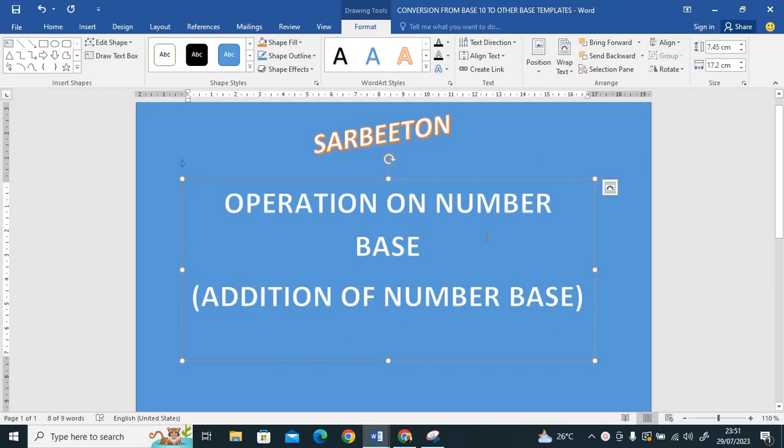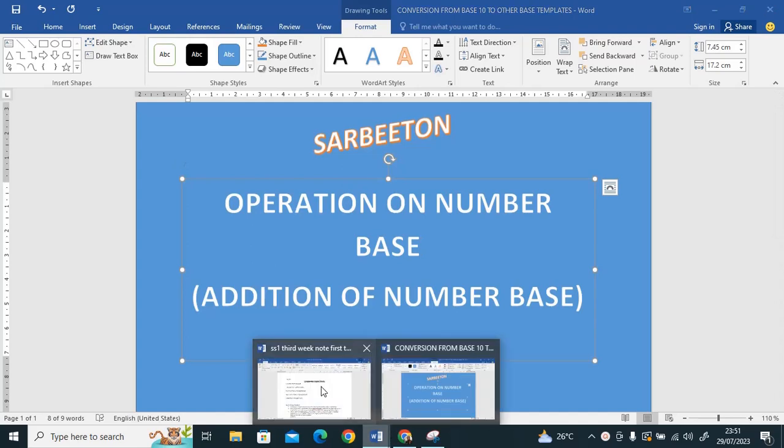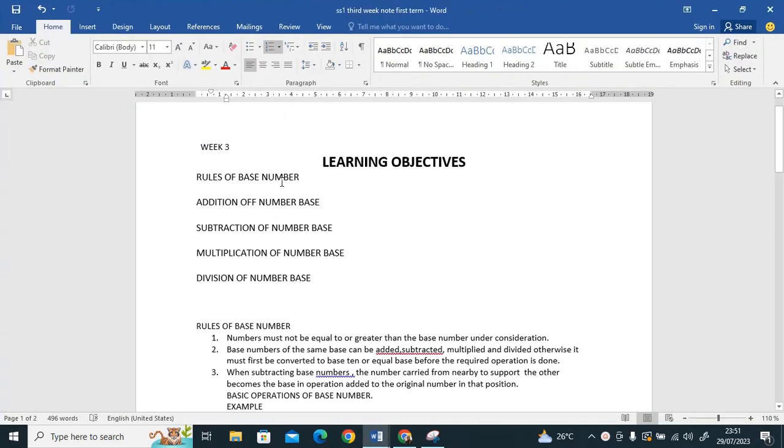This is the third week of our lesson on operations on number bases. Our learning objectives are to look at the rules of number bases, addition of number bases, subtraction of number bases, multiplication of number bases, and division of number bases.